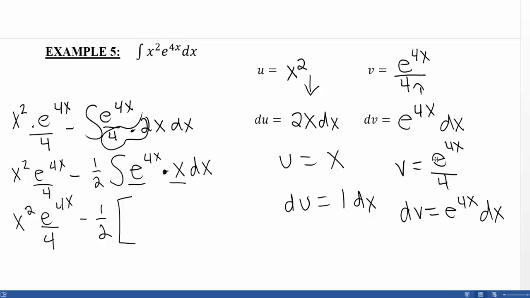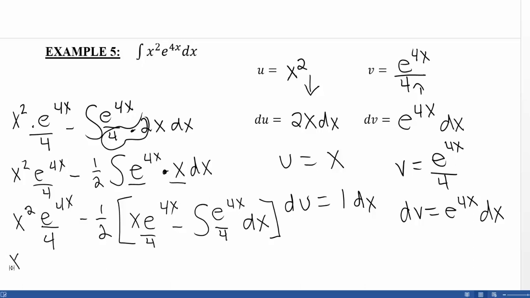So now I need to take my result and I need to plug it into the parentheses because that negative half term has to multiply my whole result. So I'm going to do u times v. So x e to the 4x over 4 minus the integral of v du. So e to the 4x over 4 times dx. So I need to do some work here. I need to do this integral that was part of my formula, and I need to distribute the 1/2 power. So let's do the integral first, and we'll do the distribution second.